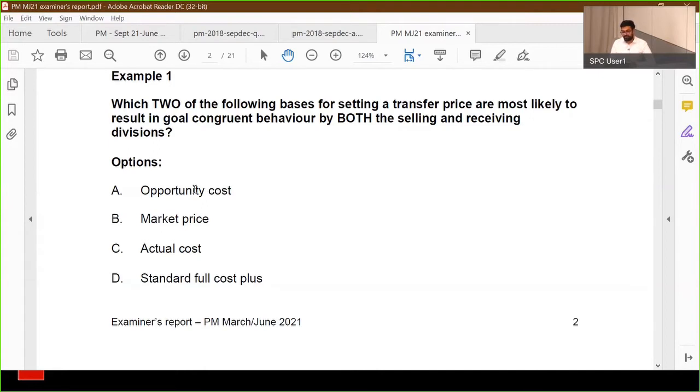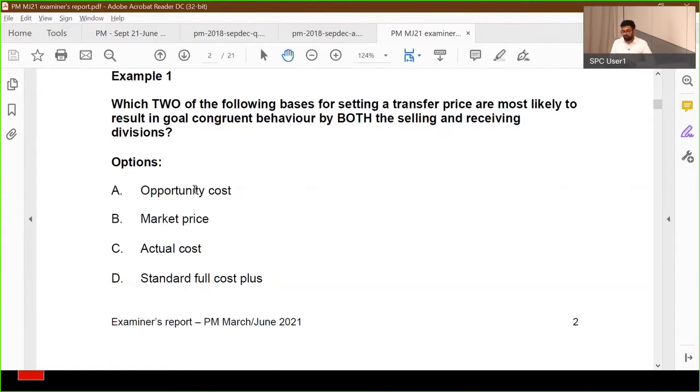The last one, we have standard full cost plus price plus profit. So in this option, again the issue is that once the seller sets a transfer price based upon full cost plus profit, that price might be too high and might not be acceptable from the receiving division's perspective.